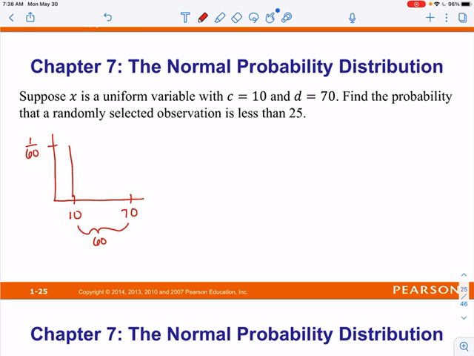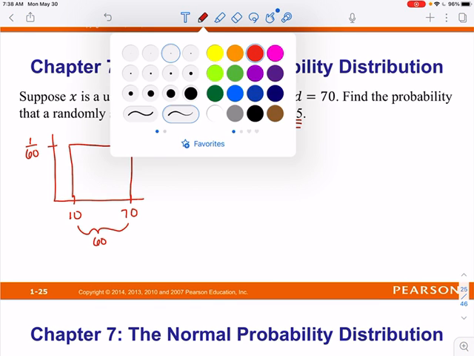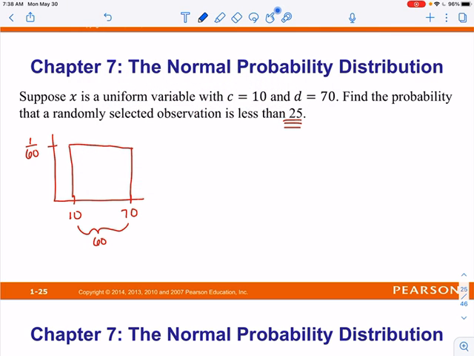Let's start with our completed rectangle there. That rectangle is the whole entire area, but I want to know the probability that it's less than 25. So I'll go to approximately where I think 25 is, let's say just about right there, and we'll complete that rectangle. It always has to have that same height, so the height is still 1 over 60.